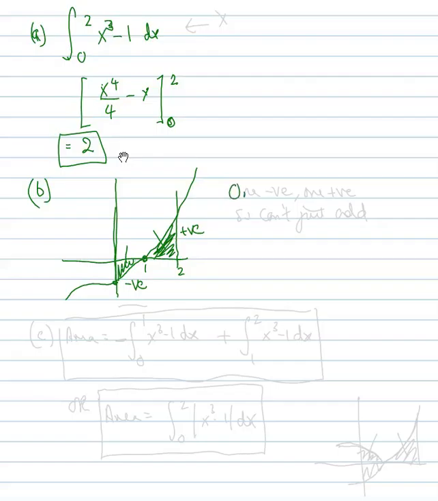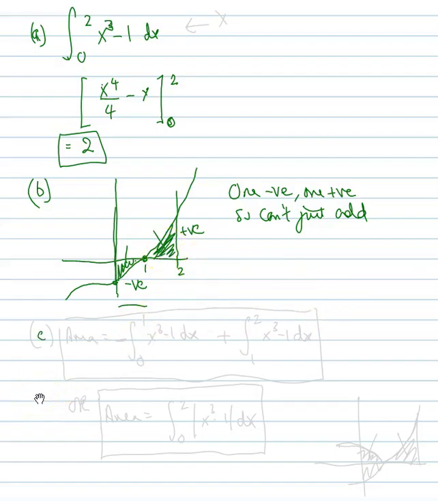So I'll just say one's negative, one's positive, so can't just add. Okay, what you could do is take the negative of this, calculate this area, the first area from 0 to 1, and then find the negative of that, and then add. And in fact, that's what the third part of the question says.